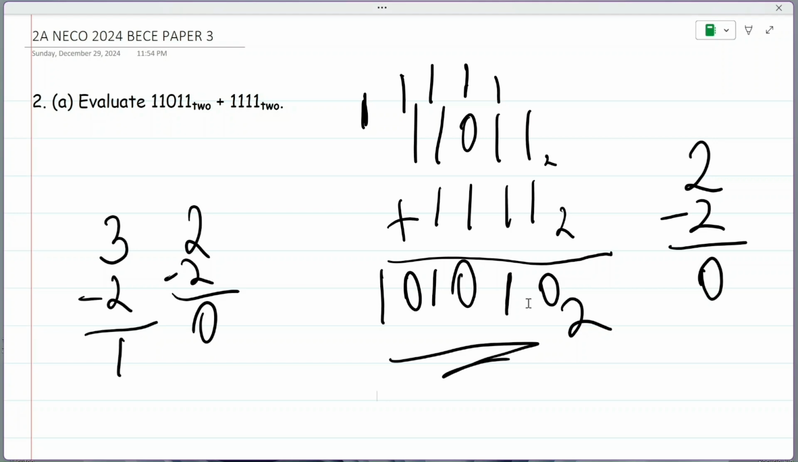This method is fast, and if you can just get what is required to solve in bases like base 2, base 3, base 4, it will be easy and faster for you to solve questions like this, thereby saving yourself time.